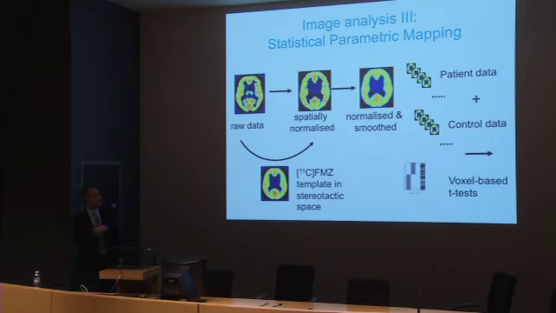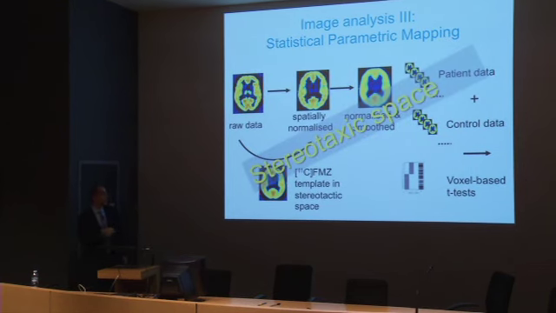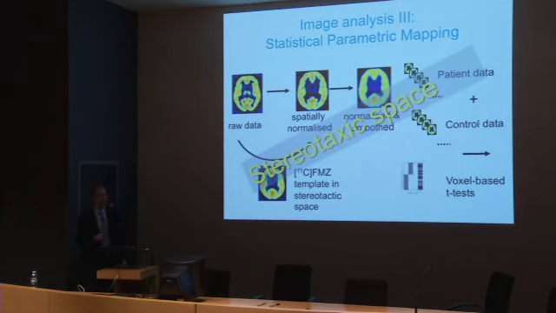So the images are then smoothed, which means that, for example, this voxel here will be in the same area in all of the patient scans and in all of the control scans, and then you can do simple t-tests at the level of every voxel and do the appropriate corrections for multiple comparisons and so on. And by definition, this normally happens in stereotaxic space.